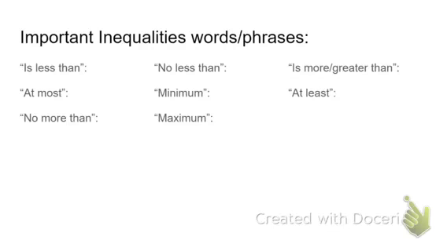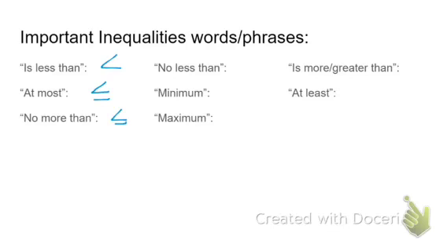Some important words and phrases that we have: less than, no less than, greater than, more than. All of these have specific symbols that we need to use with our words here. So if we see something that says is less than, we're going to use the less than symbol. At most, meaning it has to be smaller, but it can be equal to. So we're going to use the less than or equal to. No more than. Again, that's just like at most. It has to be smaller than, but it can be equal.